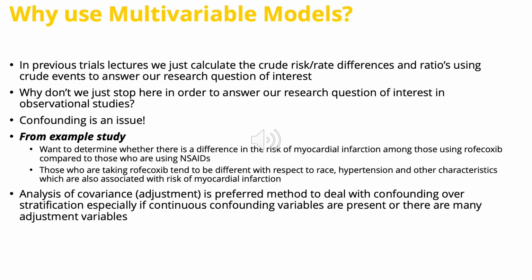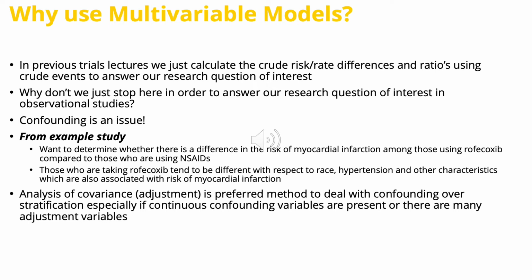Those who are taking rofecoxib, or who have been prescribed rofecoxib, tend to be different with respect to race and prevalence of hypertension and other characteristics compared to the use of other NSAIDs. And these characteristics are also associated with a risk of myocardial infarction. So we'd say that there's confounding occurring, and we need to account for it.